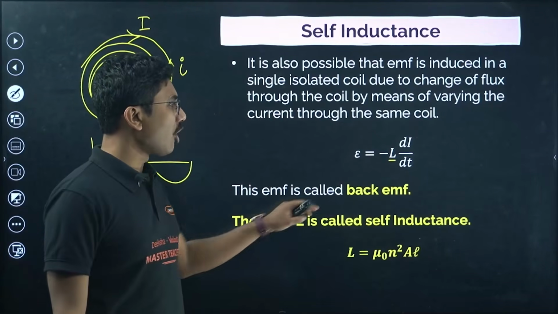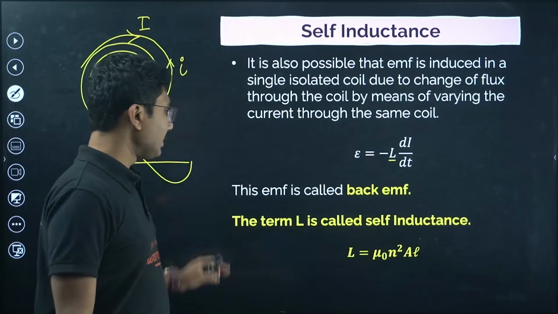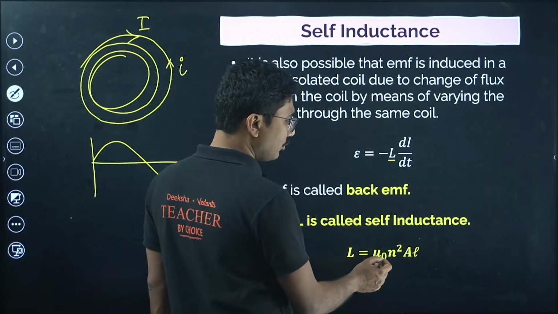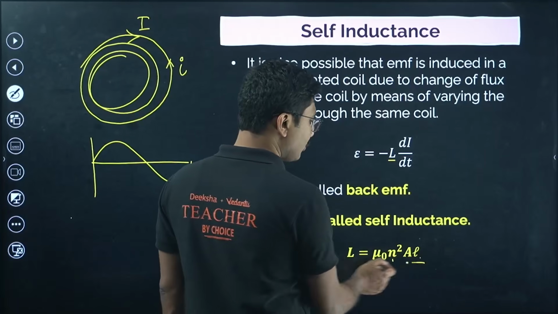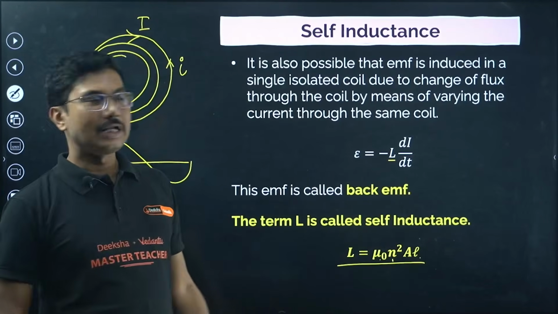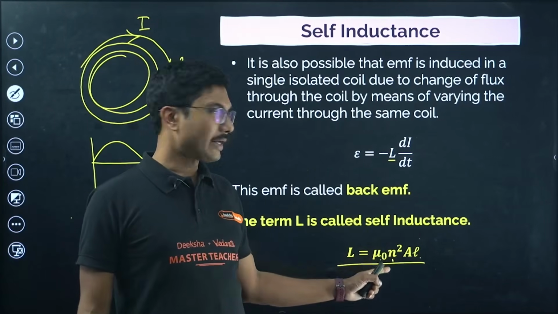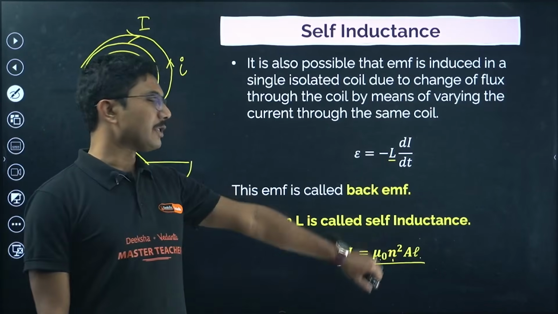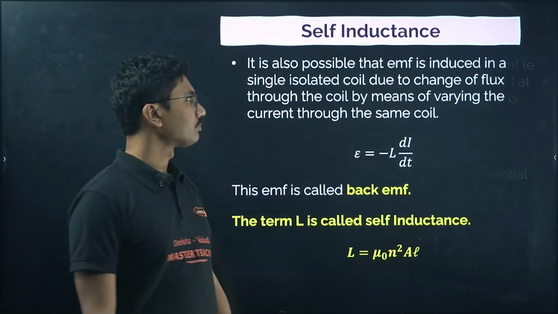If nothing is mentioned and only inductance is mentioned, then basically this is self-inductance. This is also called back EMF. The term L is called self-inductance, and the value of self-inductance is mu naught n square A into L. So again, as you can see, inductance depends on the number of turns squared, the area, and the length of the coil. So it depends on the geometry of the coil.